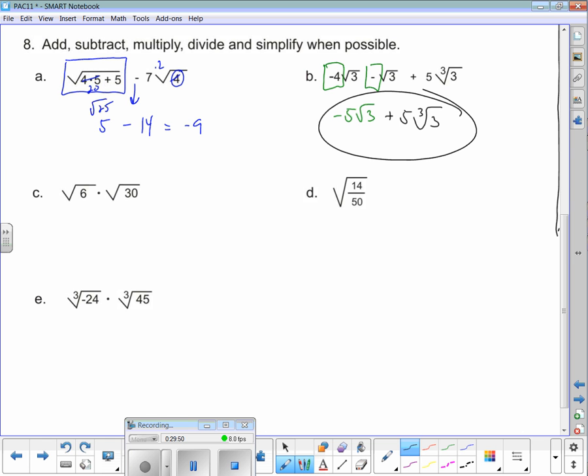All right, try C. 8C. Just going to give you a minute on this one. Try 8C. If you're doing something on your calculator, it's not wise. You got to learn what to do.